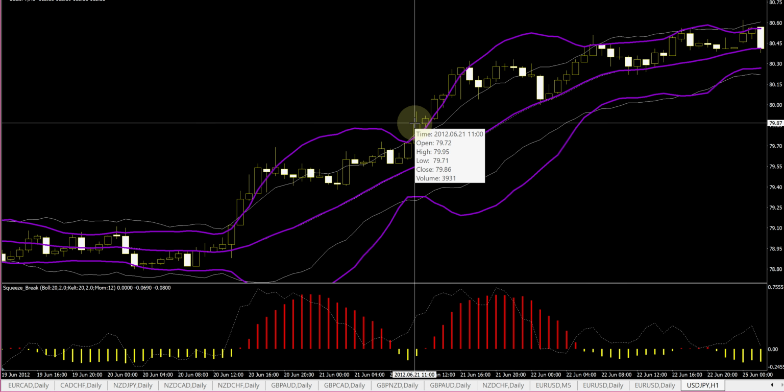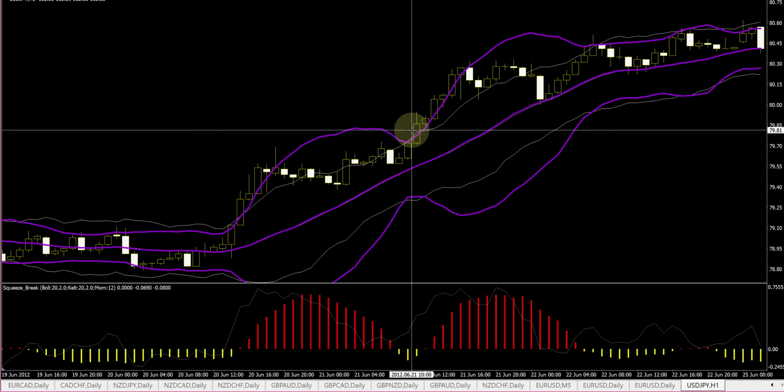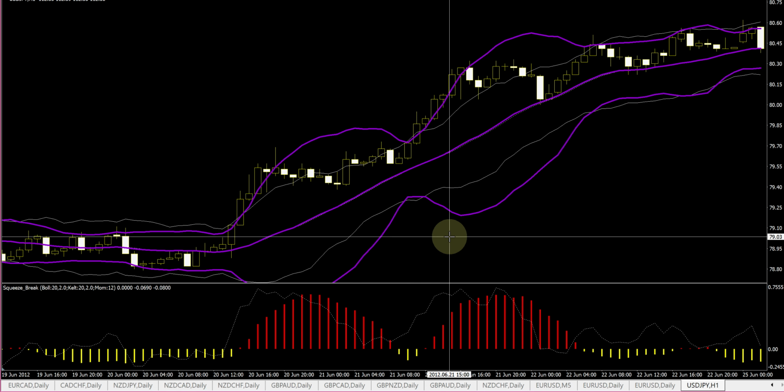If you want to use it as a full trading system, you can play around with the settings of this indicator to help you determine what you may term as a range or a choppy period. You can tweak the settings to suit your own trading preference.